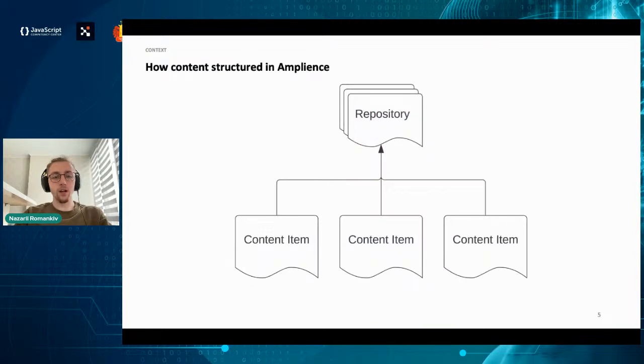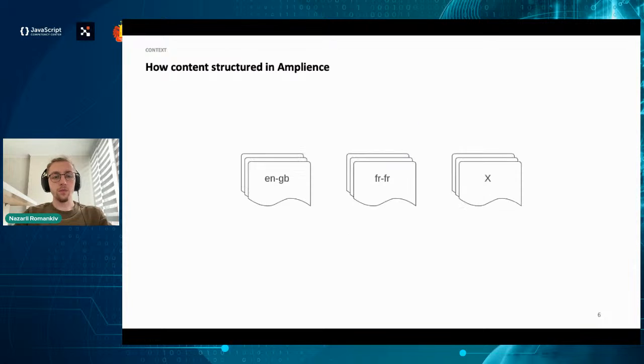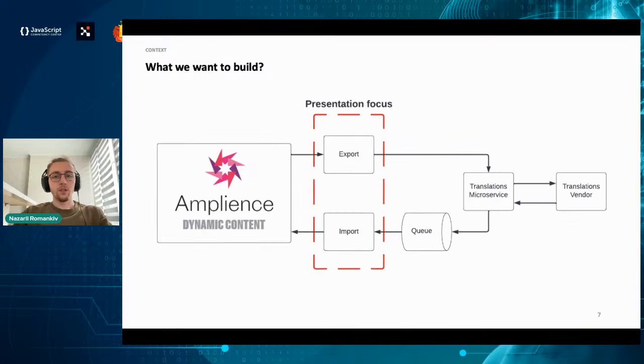So how is content structured inside Amplience? Basically, you have a content repository, and each repository holds a number of content items of different types. In that way, you group them by country. In our case, each content repository holds the content for each country.